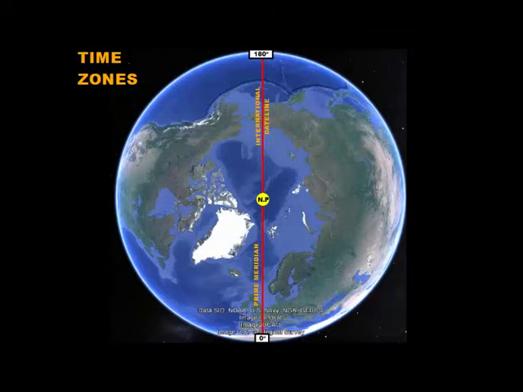Now if you remember, our last lesson was on latitude lines and longitude lines and how we use them to find locations on the Earth's surface. This lesson is going to concentrate on how we use longitude lines to determine time zones.